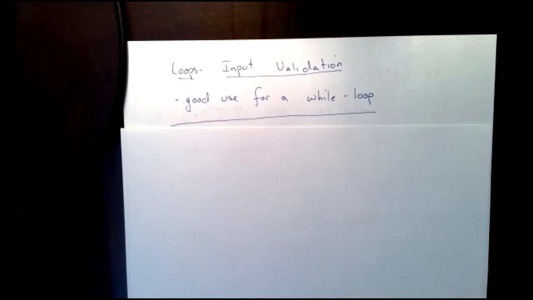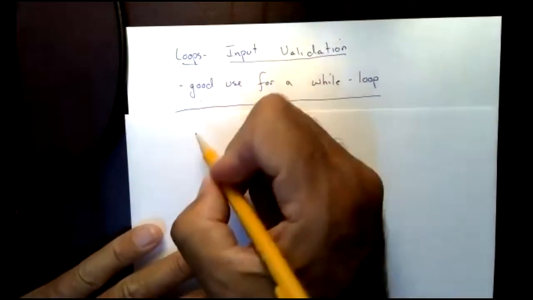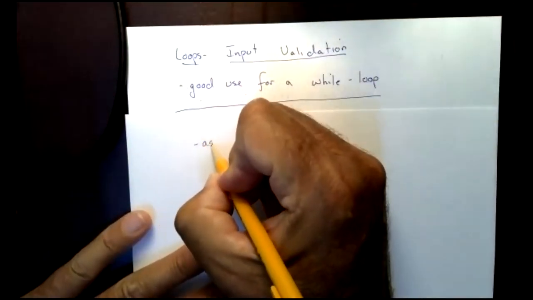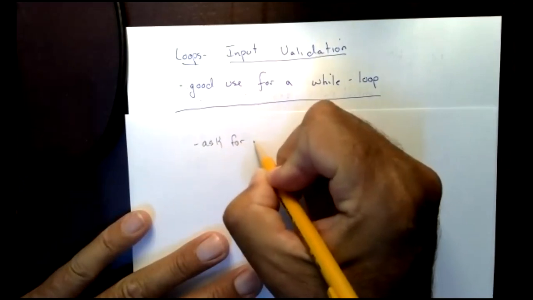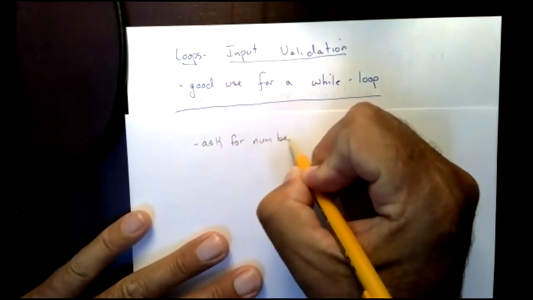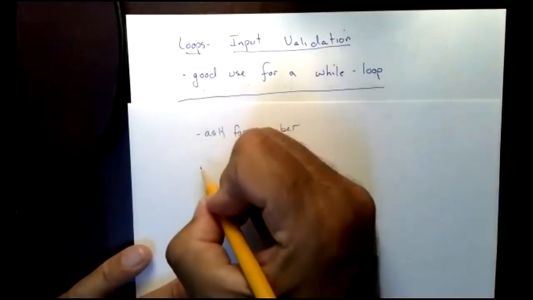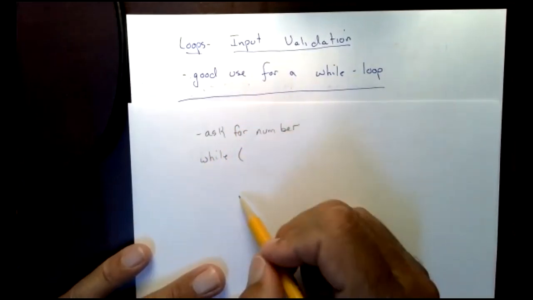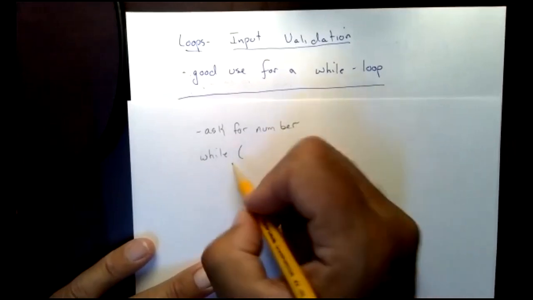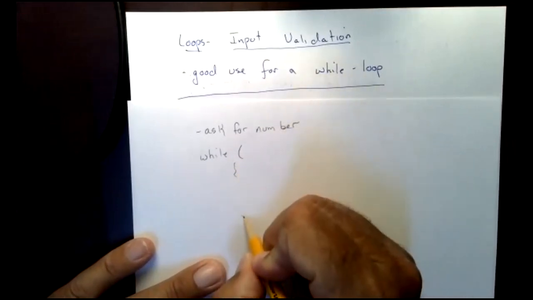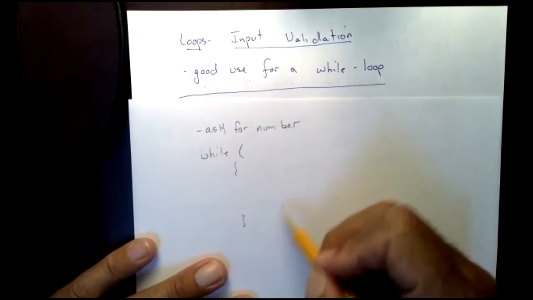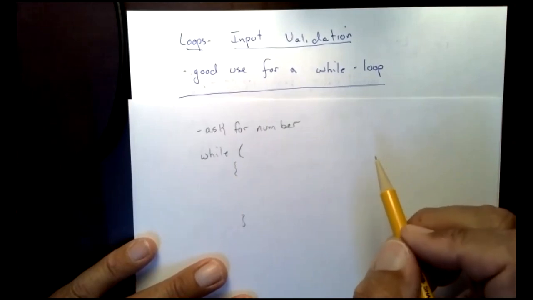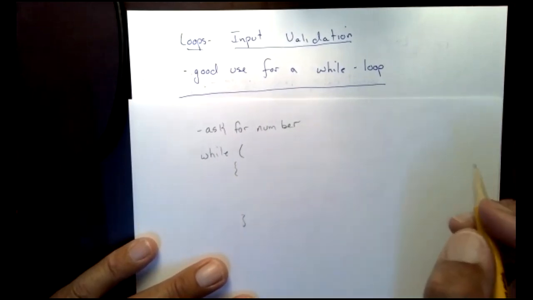So my pseudocode would be something along the lines of ask for number, and then I'm going to go with a while loop. I want to stay inside of this loop because for the input validation, if this number is bad, I need to ask for the number again. If it's good, I move on with the program.